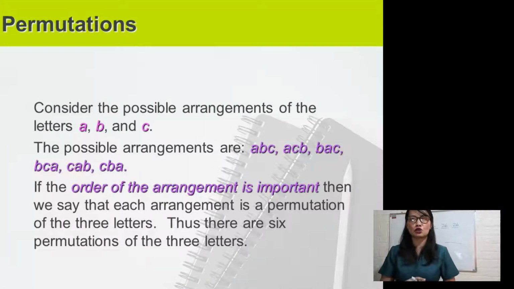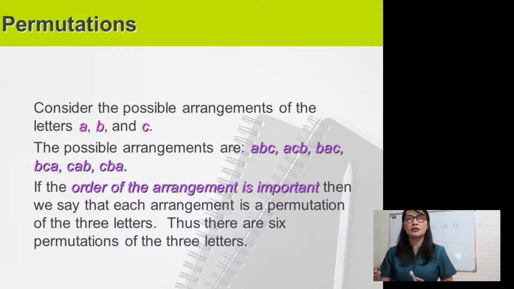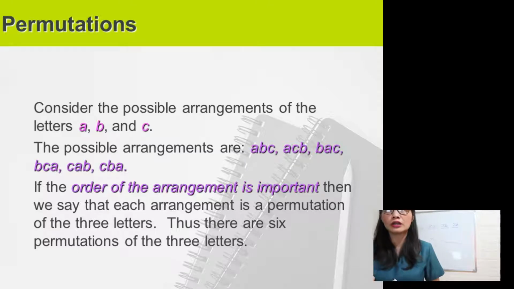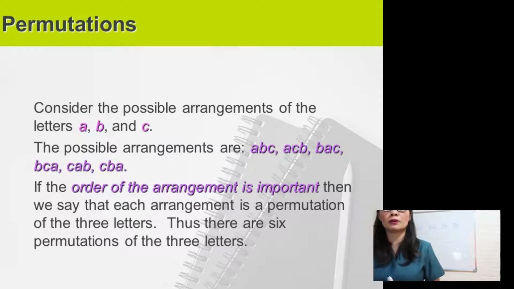Let's proceed now. Permutation. So what is permutation? Consider the possible arrangements of the letters A, B, and C. The possible arrangements are ABC, ACB, BAC, BCA, CAB, then CBA. So in other words, when we say permutation, order is important.